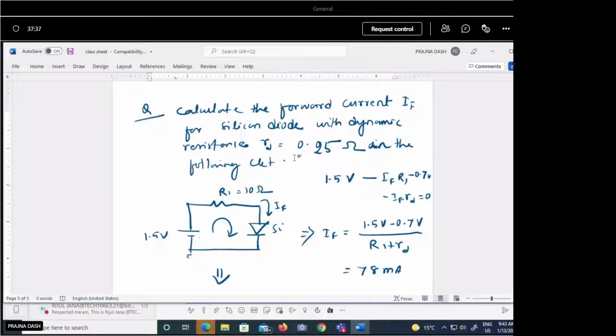Whereas this resistance is 0.25 ohm. So it is a very small resistance in comparison to the resistance used in the circuit or the load. In this example, it is just to show the effect of this dynamic resistance. We have considered the dynamic resistance. Whenever the dynamic resistance is not mentioned, usually we just neglect that resistance also.